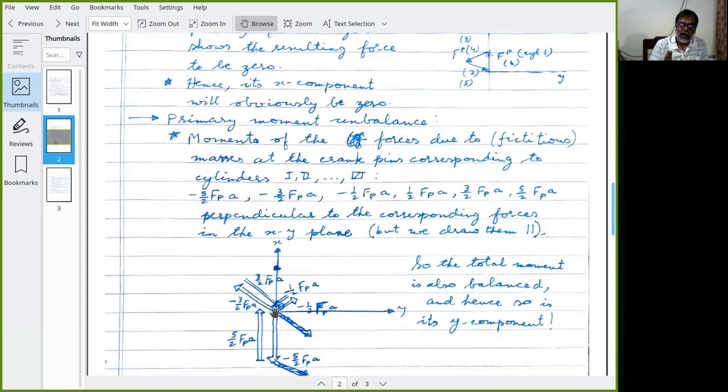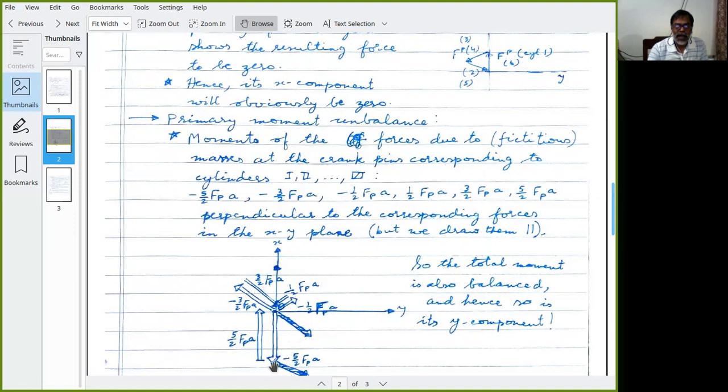So, if the force was in the x direction, as in the case of cylinders 1 and 6, the corresponding moment would be in the y direction. But for the purpose of drawing, the custom is to draw the parallel only, parallel to these force diagrams, with the understanding that the entire moment diagram is actually turned by a right angle. And so if we draw it parallel, since it is negative, in the x direction it will not be above, it will be below. So, this is the minus sign coming here. Because of the minus sign, it is coming downward.